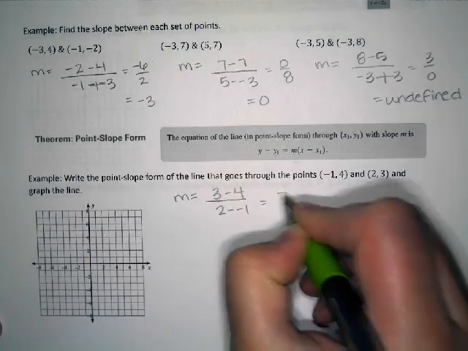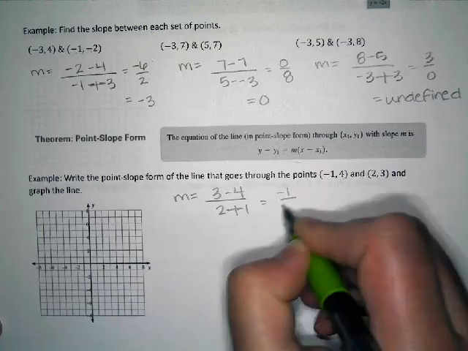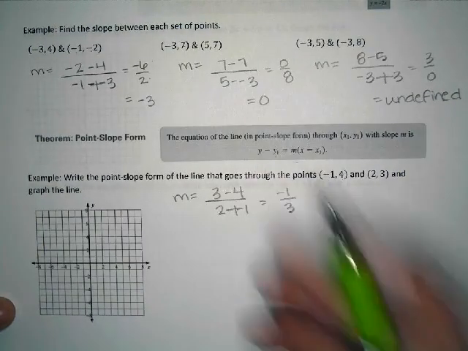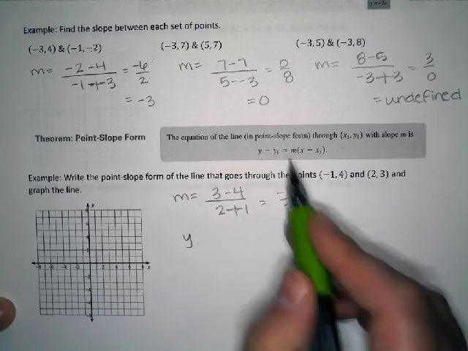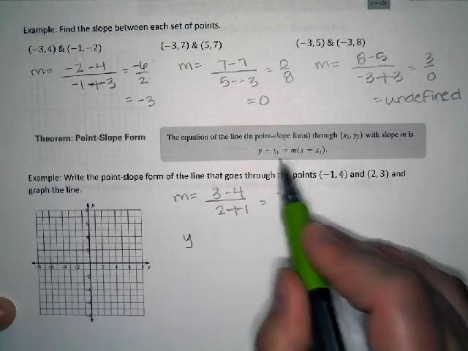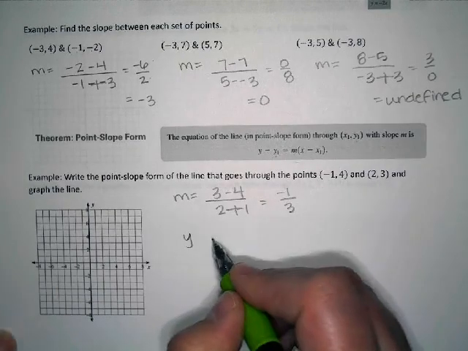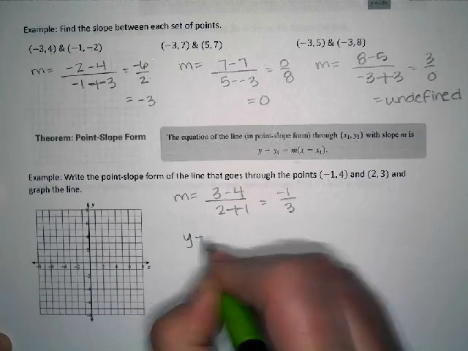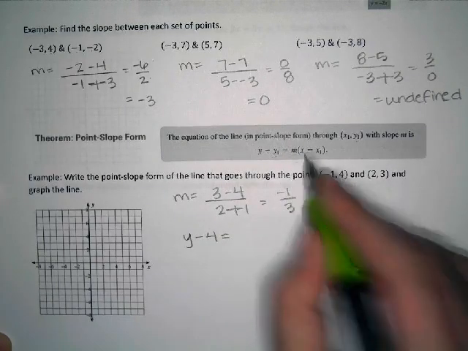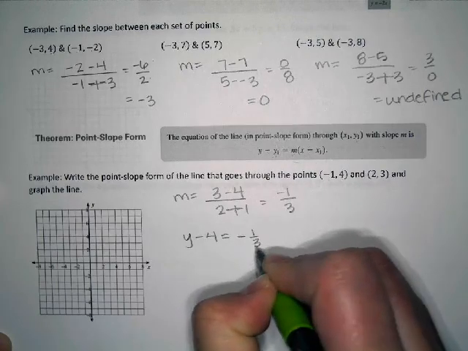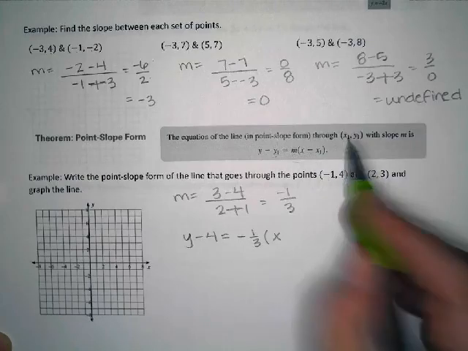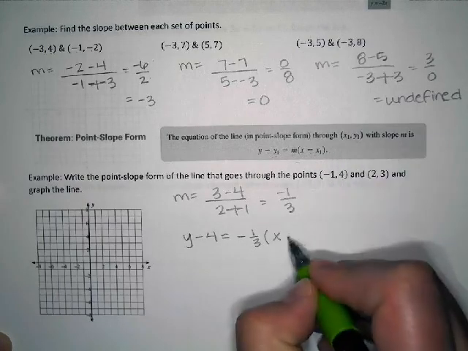3 minus 4 is negative 1, and that's 3. Okay, so we do the variable y, and then here it's minus y1. You'll notice that that says positive y1, so it's just the opposite sign. So opposite sign of 4, and then we write our slope, and then we write the variable x, and then it's the opposite sign of the x coordinate. So the opposite sign of negative 1 is positive 1.